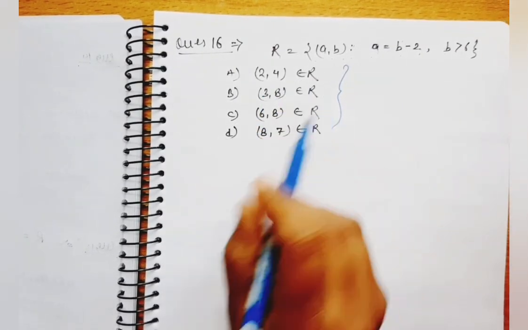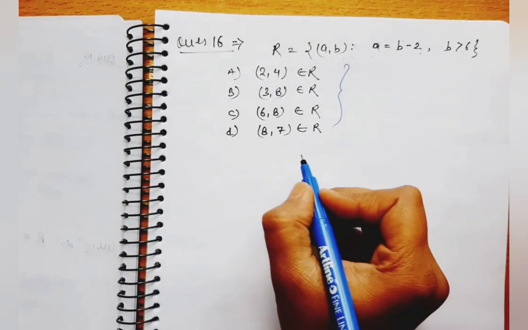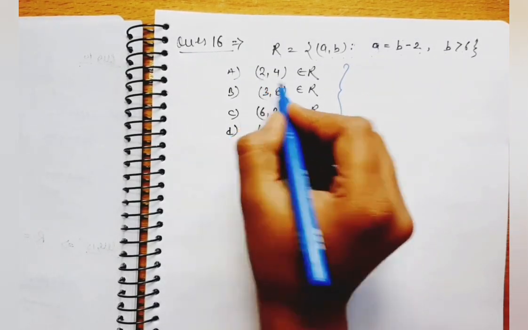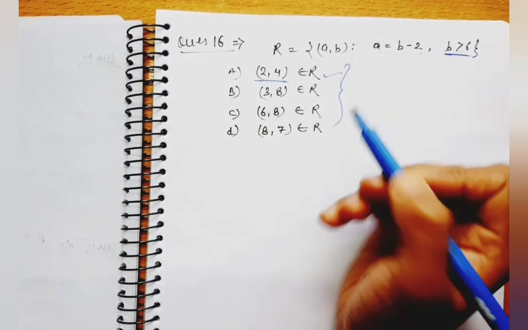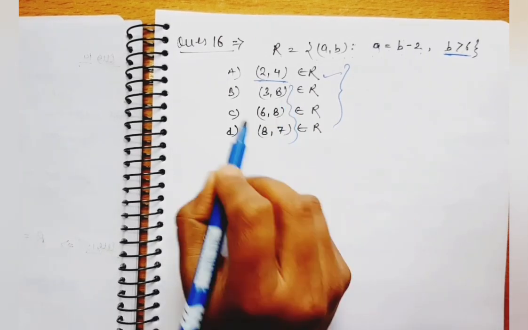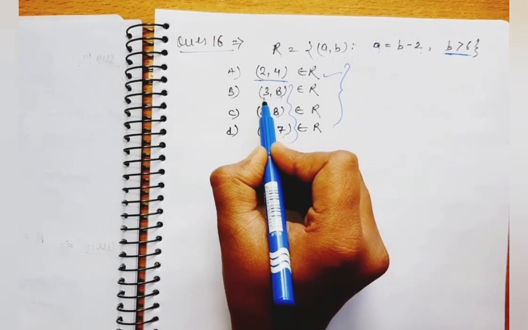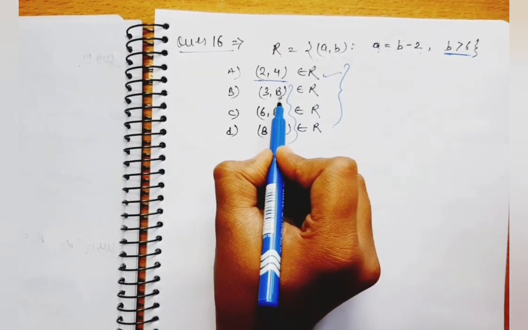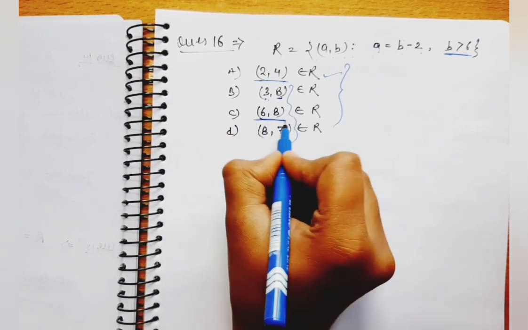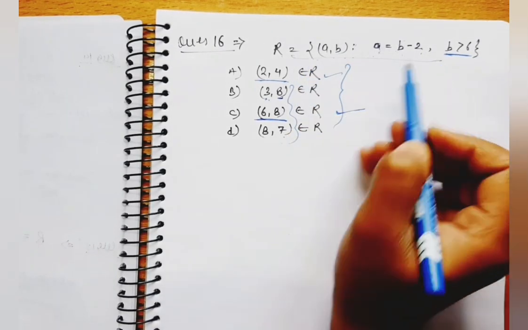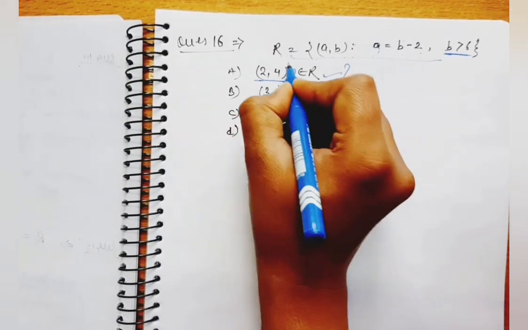Is 2, 4 belonging to R? If we take 2, 4, it is obviously wrong because B must be greater than 6. So only the other answers are possible. Now let us check. B is greater than 6, that is all right. We have to check A only. A is B minus 2. If B is equal to 8, then what is the value of A? A should be 6. So this is the true condition for this relation, in which this element is possible. The other three elements are not possible in the relation.